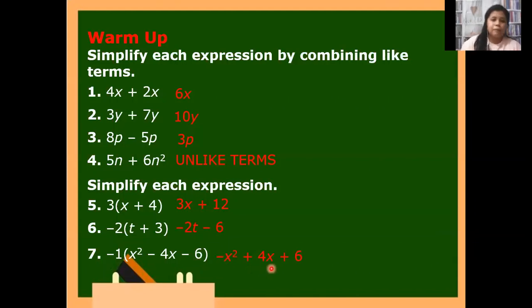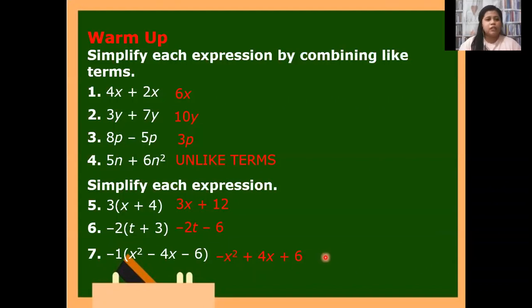Please do remember or take note about the rules of sign of the integers. When we are multiplying different signs, automatic, the answer is always negative. And when we are multiplying the same sign, the answer is always positive.